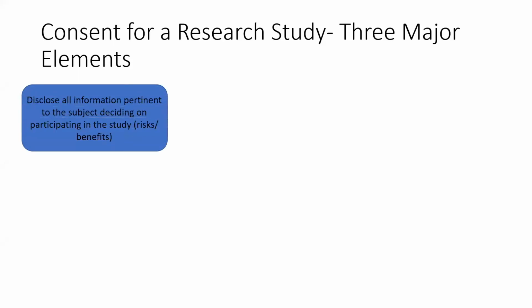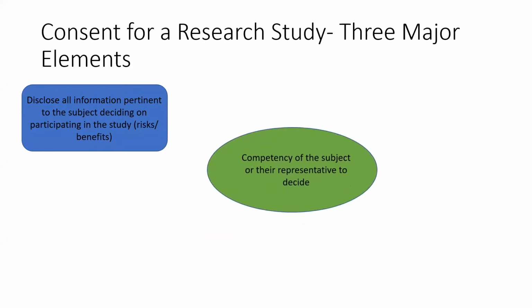So consent for research study has three major elements, right? Disclose all the pertinent information to the subject deciding to participate in the study. You need to keep in mind the competency level of the person either going through the study or the representative that's going to sign off for them, right? Their legal representative. And you need to be very sure that they're made aware that this is a voluntary study and it's only for them to decide. Okay.